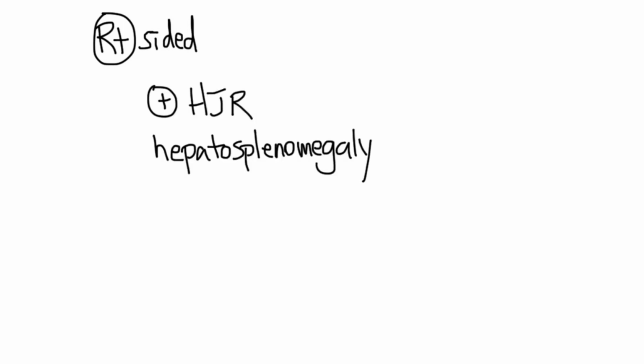For right-sided heart failure, we will see hepatojugular reflex, hepatosplenomegaly, ascites, and peripheral edema. Since most patients who have right-sided heart failure stems from left-sided heart failure, often we will see physical findings of both in the same patient.